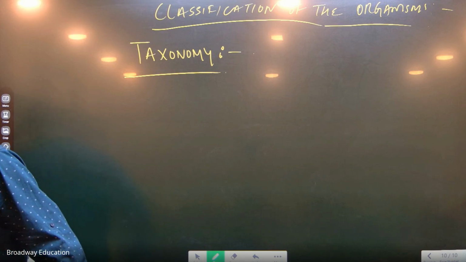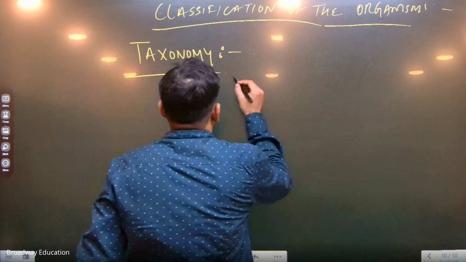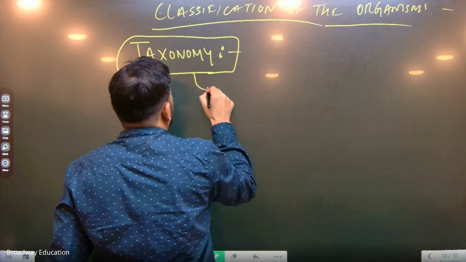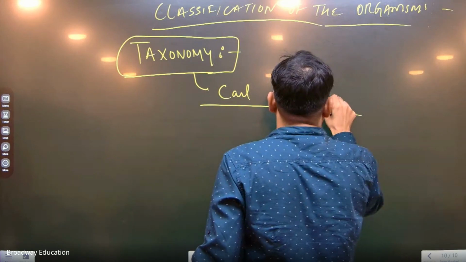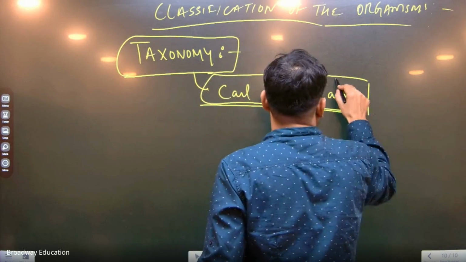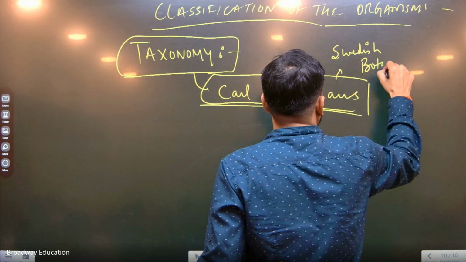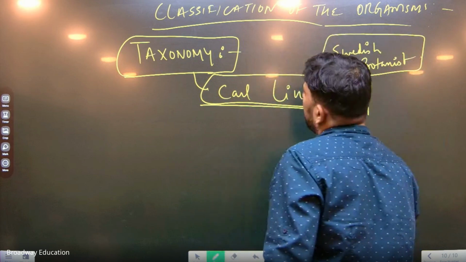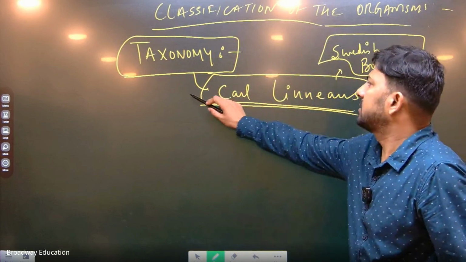After this, please write the father of taxonomy. He is Carl Linnaeus. He was a Swedish botanist who is regarded as the father of taxonomy, Carl Linnaeus. Is this part clear with everyone?